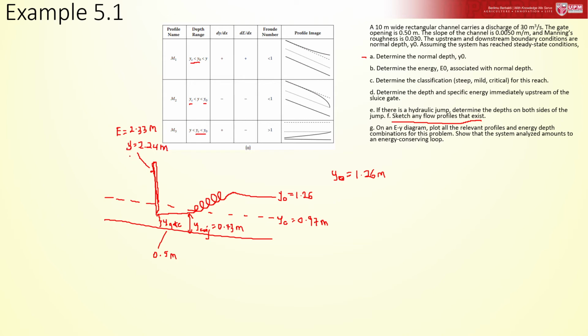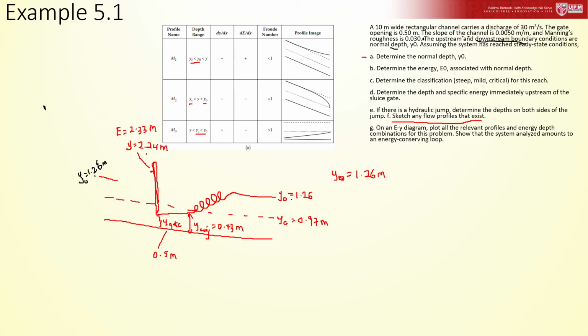But then you know that before this depth we have the normal depth. So the normal depth is this one. I would like to change the ink. We know that this is normal depth. It's written there that the upstream and downstream boundary conditions are normal depth. It's written in the question. So this is the upstream and this is the downstream. So here you also have y normal depth as 1.26 meter. But what happened here?